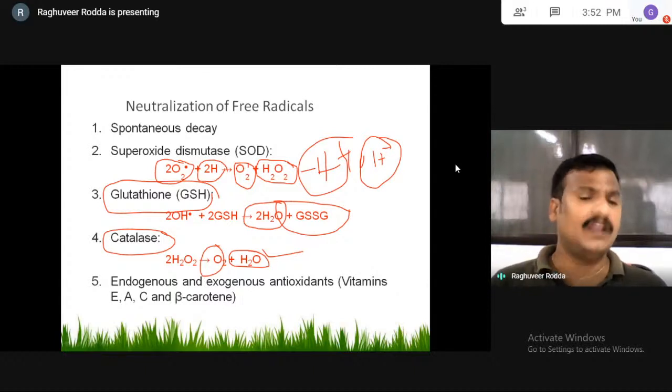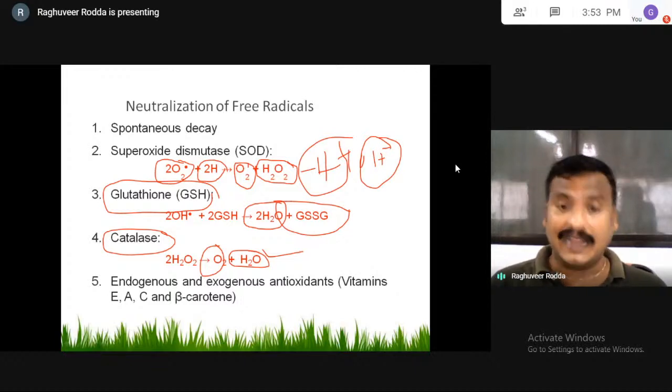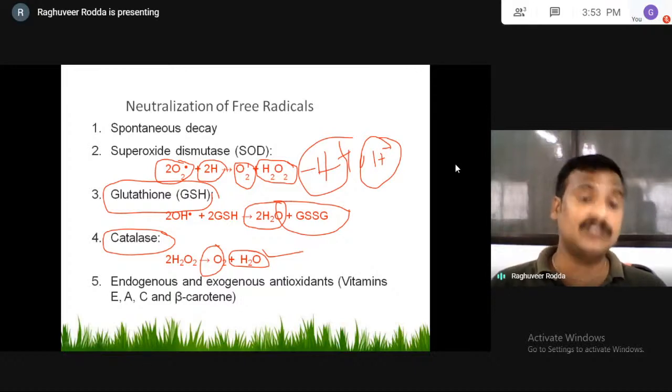So apart from these enzymatic substances, there are some endogenous and exogenous antioxidants. Against the reactive oxygen species, the things which are very helpful are your antioxidants: the vitamins, vitamin E, vitamin A, vitamin C, and beta carotene, which is rich in carrots. Vitamin A is rich in leafy substances, vitamin E is rich in oils, and vitamin C is rich in citrus fruits.